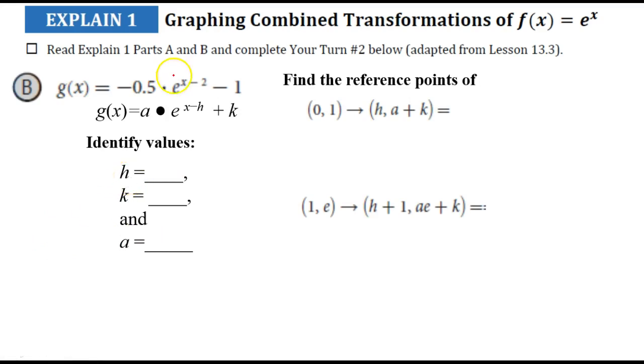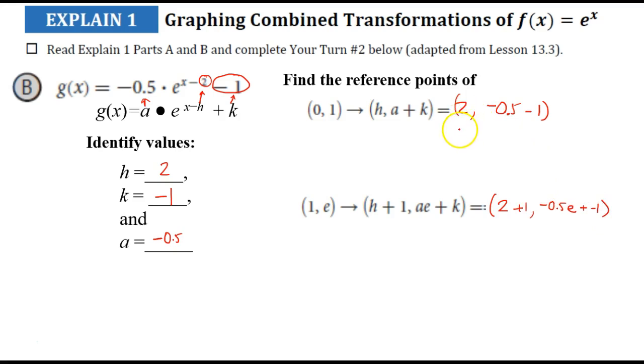Again, let's take some time to identify our A, H, and K value. So our A value is about negative 0.5, our H value is about 2, and our K value is about negative 1. So let's go ahead and use those values to try this out. So that would be 2 comma negative 0.5 minus 1, because that was my K value. And here that would be our H value of 2 plus 1, our A value of negative 0.5 times e, plus our K value of negative 1.